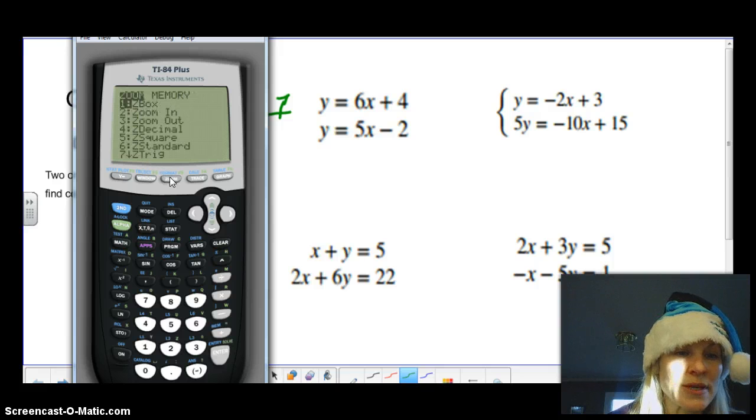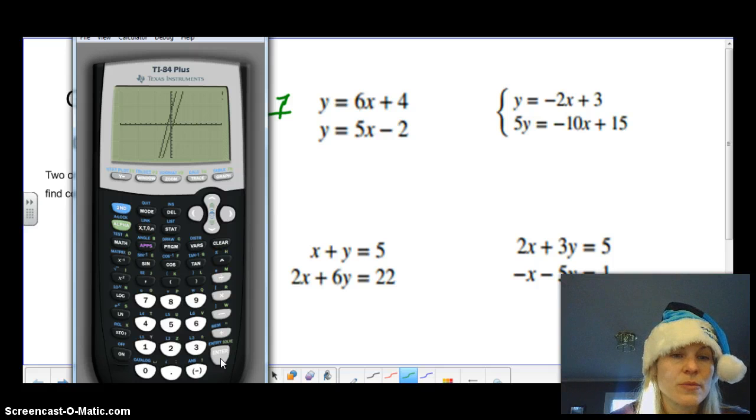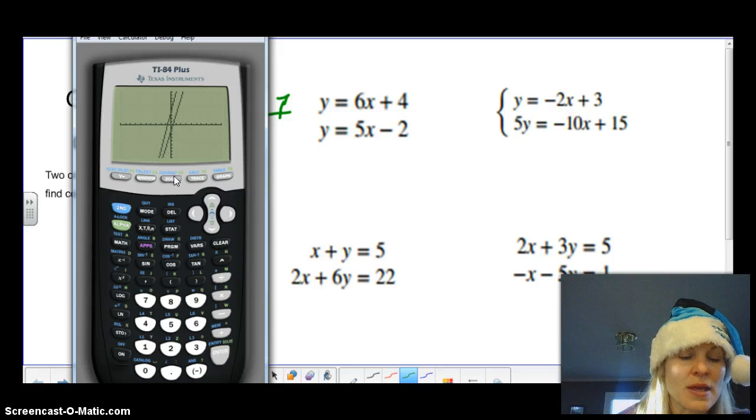Now I'm going to go to my zoom and make sure it's on zoom stat so that my window is set back to the original amount. Okay, and here I can see these intersect, but I'm not quite getting it. I think it's somewhere down here. So we're just going to zoom out. So I hit zoom, I go down to 3, and I hit enter. Now every time we want to zoom out, we just hit enter again. And I can see it's intersecting somewhere in here, but I can't quite tell.